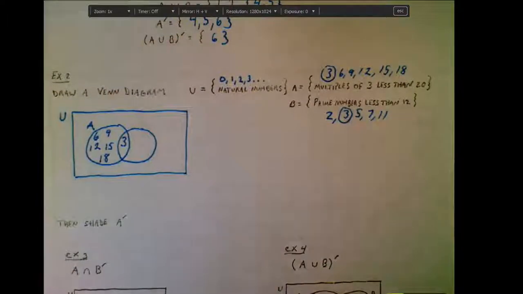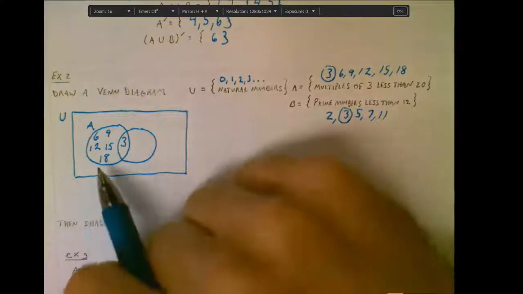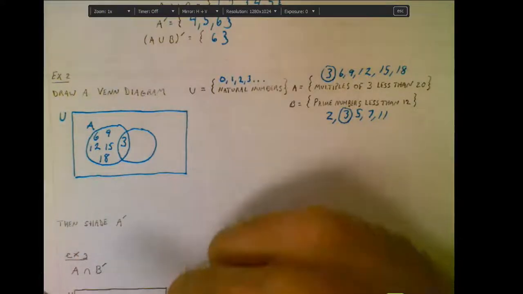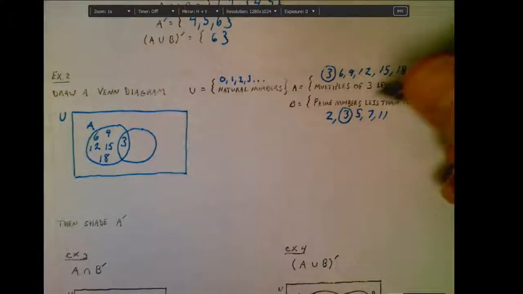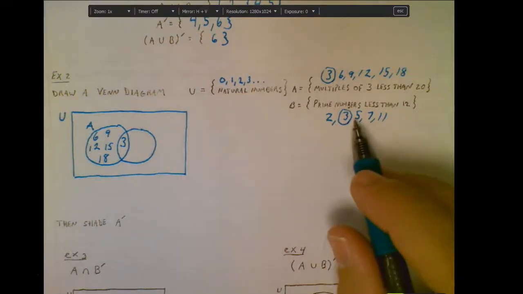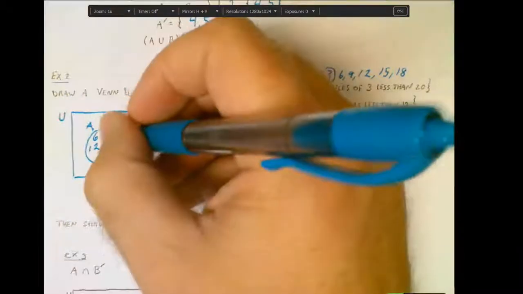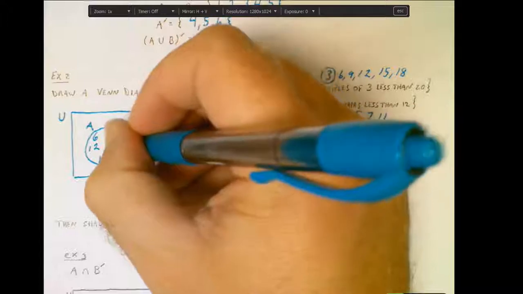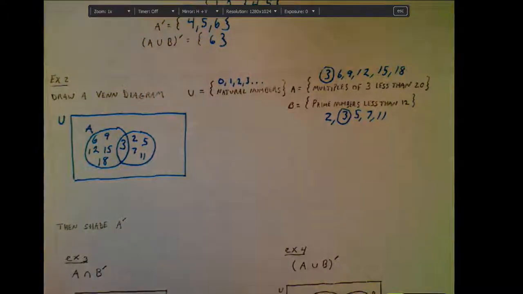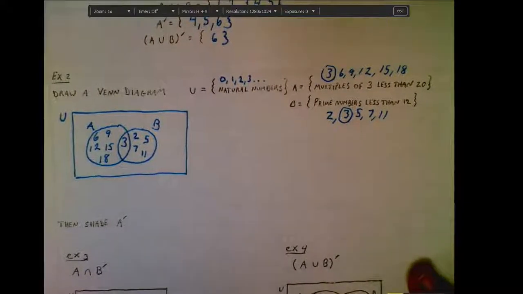are what we call A only. So those are the things that are only in A and not a part of set B. Right here we have 2, 5, 7, and 11 that go into the B only section. And so that's the way we would fill that out.